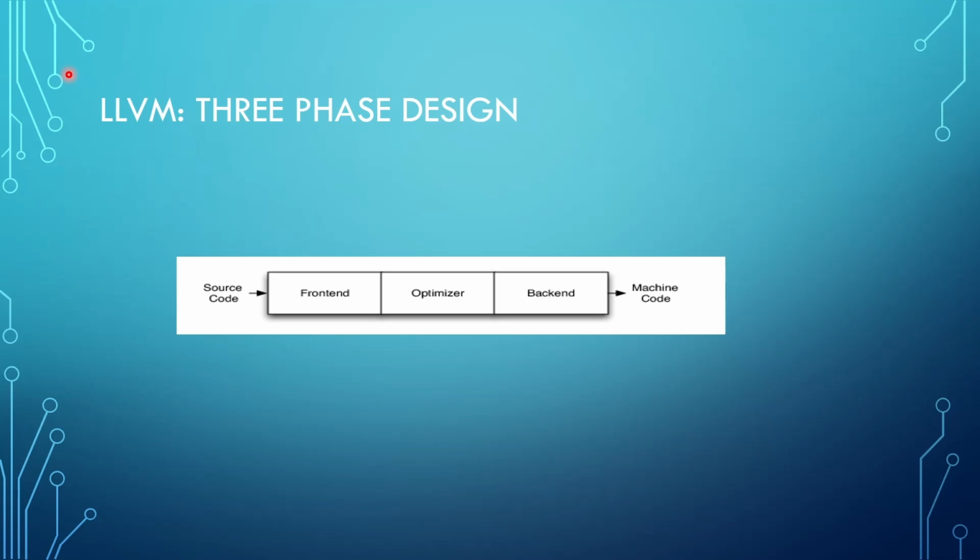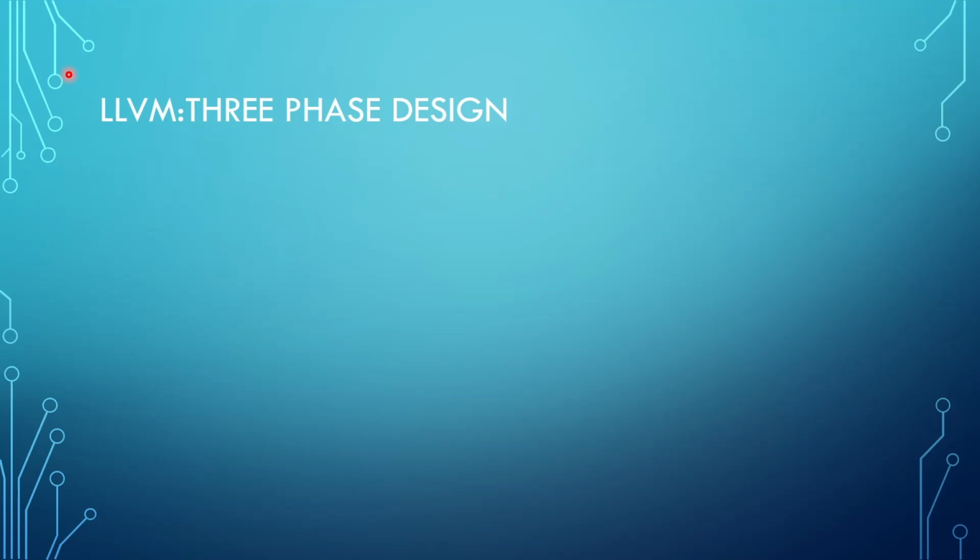That transformed IR is then fed to the back end, and this is responsible for transforming the intermediate representation, that is the IR, to target specific instructions and the code which will eventually get executed on the target machine. So this is the three-phase design of a compiler, and it separates front end, middle end, that is the optimizer, and the back end. And here is how LLVM implements the three-phase design.